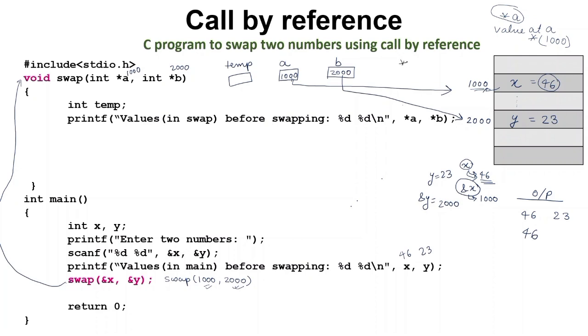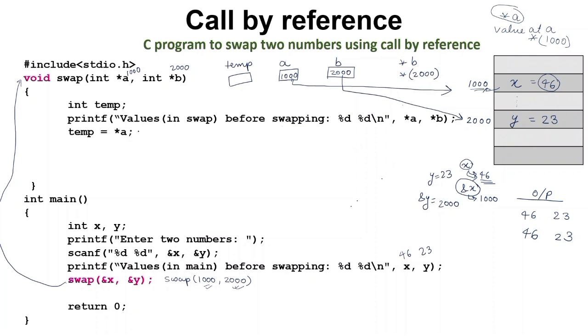And what is value at b? That is star b, what does b mean? B stores 2000. So value at 2000, what is value at 2000? 23. So you are accessing here 23. So what is going to be displayed? 23 on your output screen.